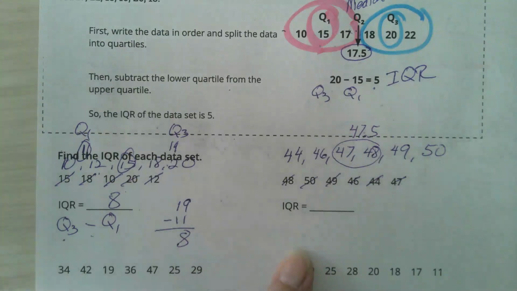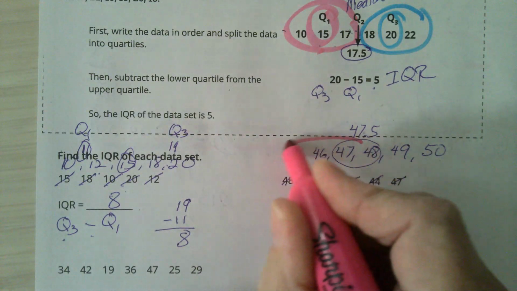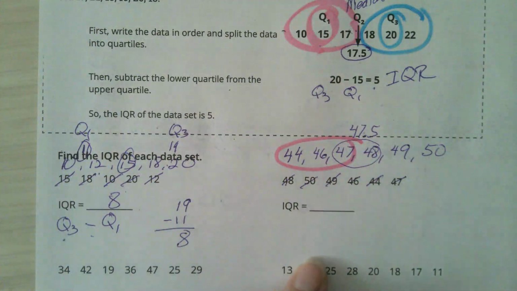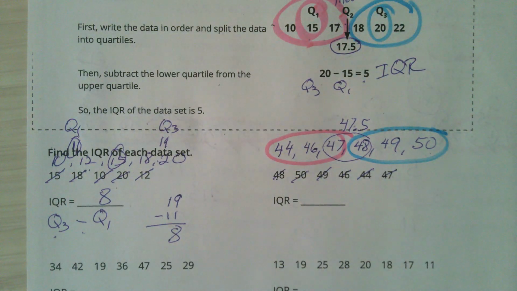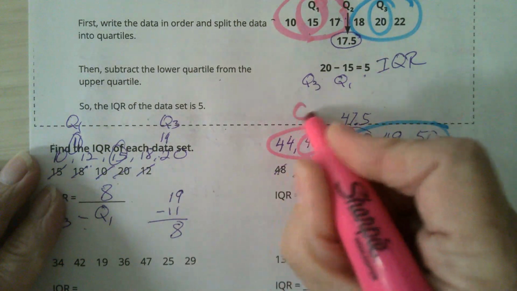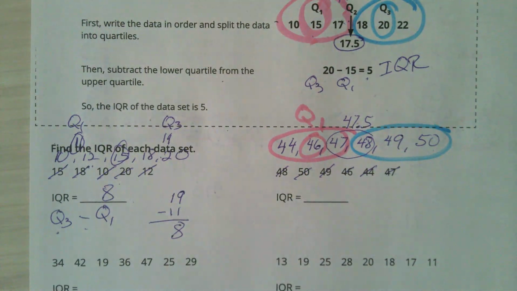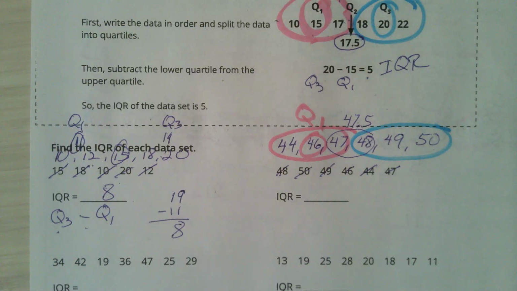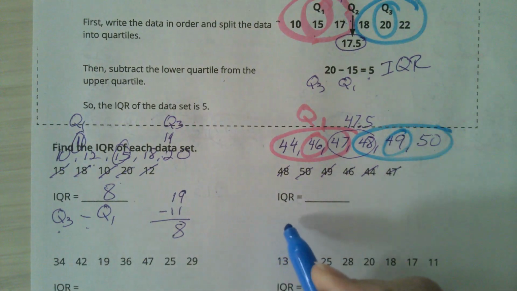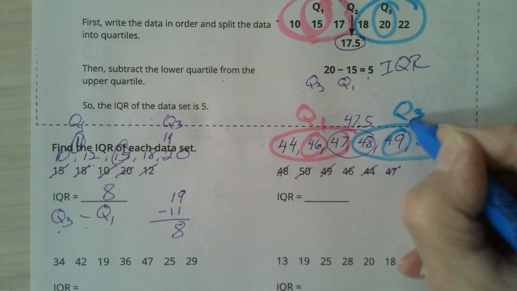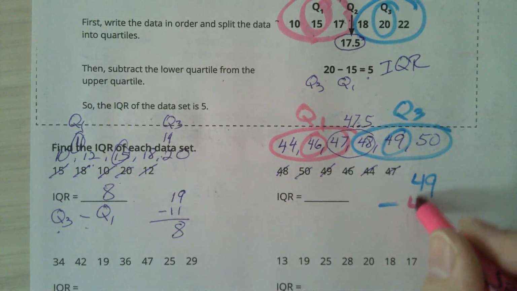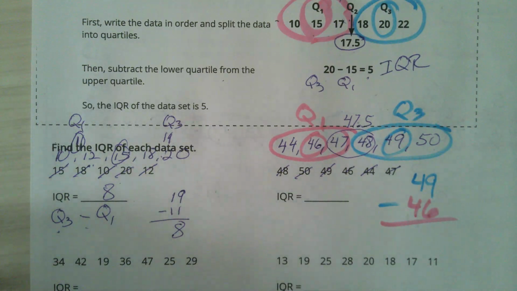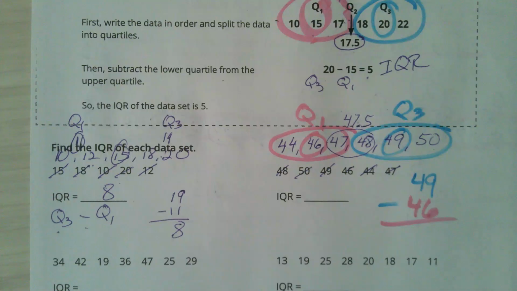Now we've got our lower group. Since there are two of them, this number goes in here. And we have our upper group. Oh, this one's so easy. What's our middle number in the lower group? Yes. It is 46. 46 is our Q1. What is the Q3? Yes. 49. So to get our IQR, we're going to have 49 minus 46. And what's our interquartile range? Yeah, 3.